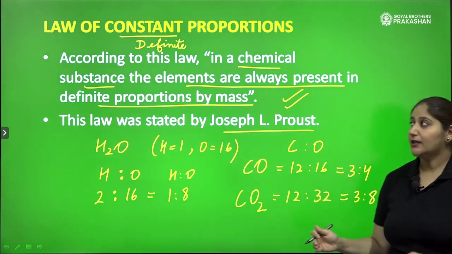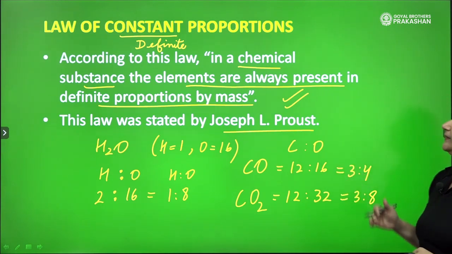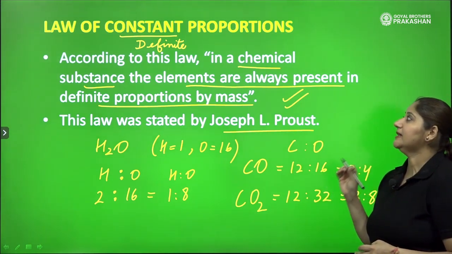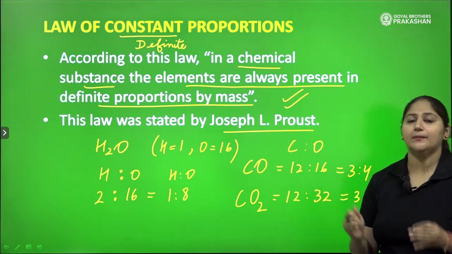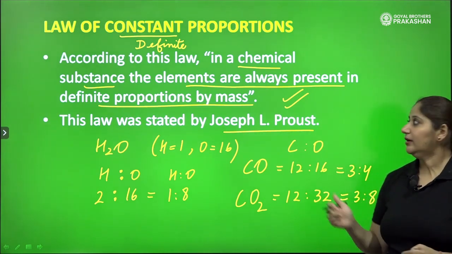So let's read the definition again. In a chemical substance, the elements are always present in definite proportion by mass. Who gave this law? Joseph Proust.